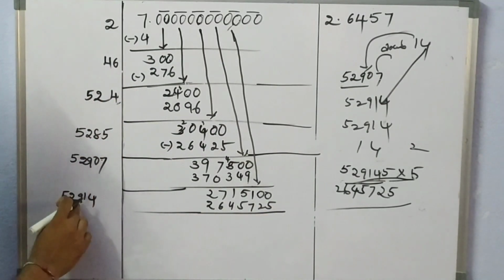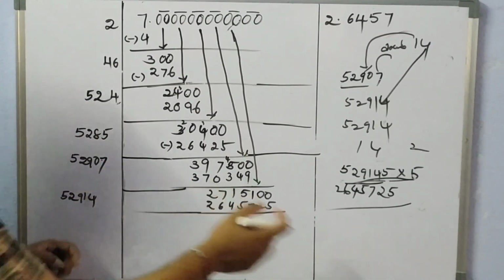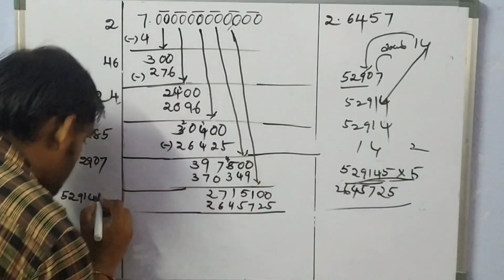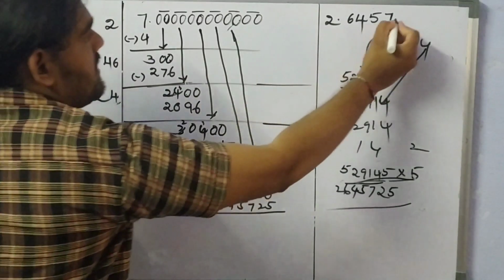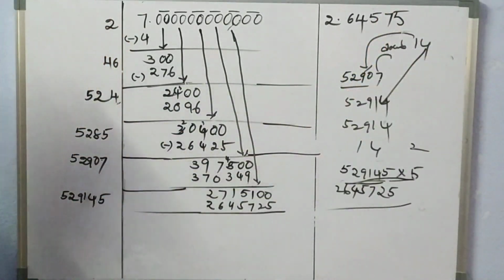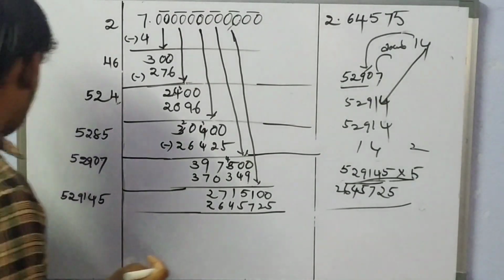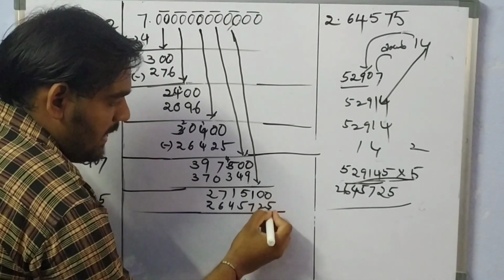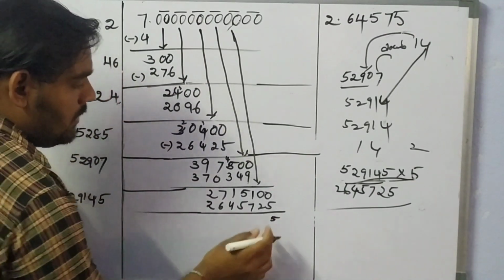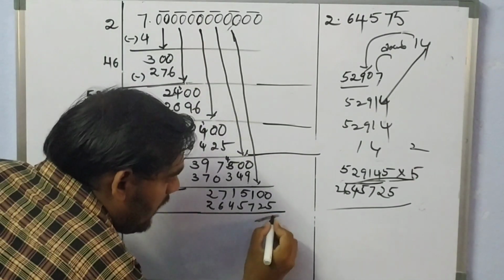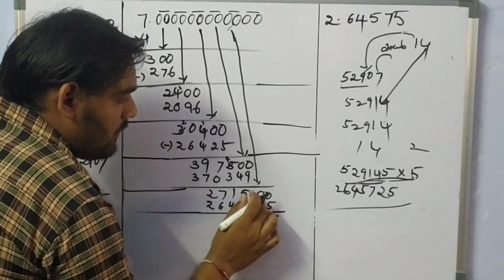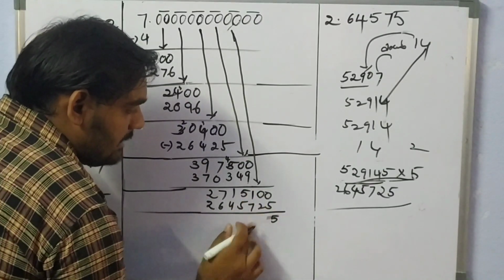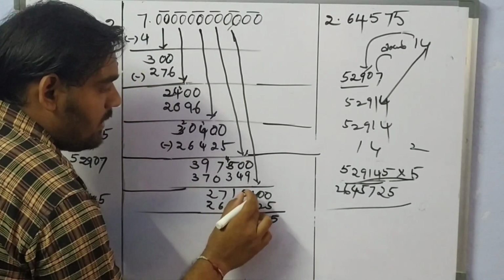Whatever digit we are writing beside this, we need to multiply with that only. Here I wrote 5, so you must write 5 here. You must write 5 here also. After that, we need to do subtraction. When we do subtraction, what will you get? 10 minus 5, 5. So we must take borrow, so it will become 9. 9 minus 2, 7. So here 0.